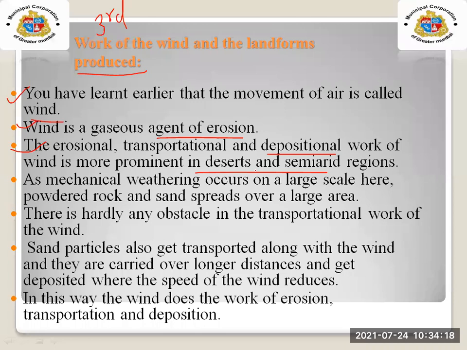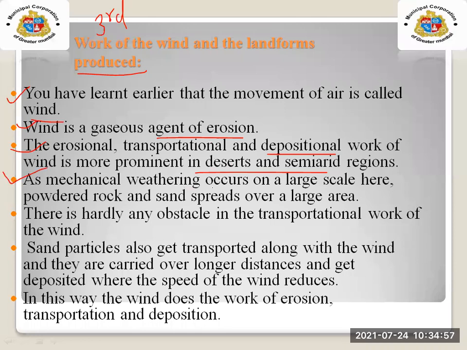Here what they have said, the wind is more in which regions? Desert regions. Why? Because in deserts there are no trees, or a smaller number of trees can be found, so there is no obstacle in between for the wind. So they are saying here, in the desert the wind process is more prominent in this type of regions. And so the erosional, transportational and depositional work can be seen in the desert region.